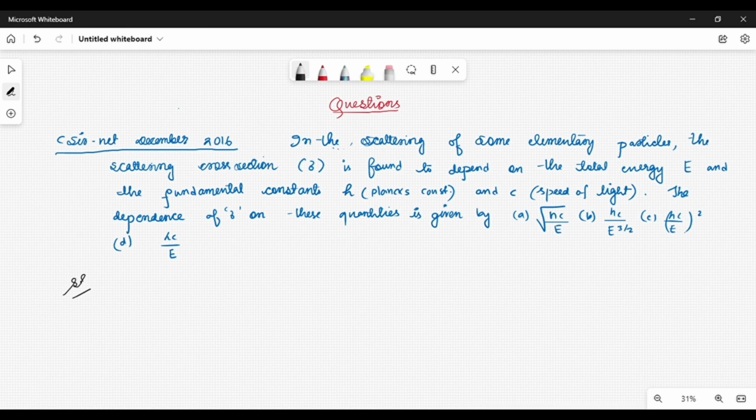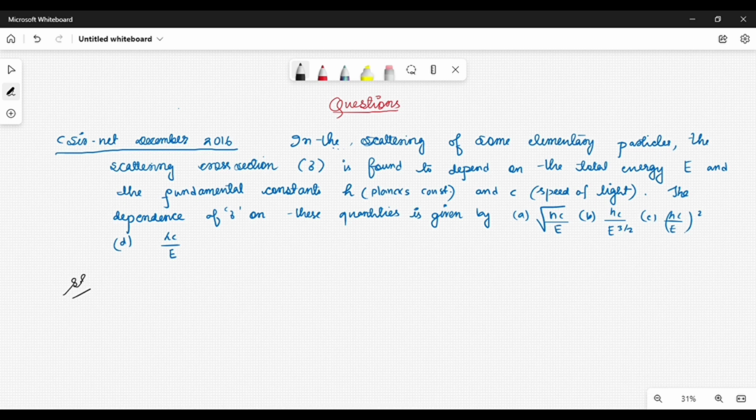So let us discuss our first question, which came in CSIR NET December 2016. The question is, in the scattering of some elementary particles, the scattering cross-section sigma is found to depend on the total energy E and the fundamental constants h, that is the Planck's constant, and c, the speed of light. The dependence of sigma on these quantities is given by, right?